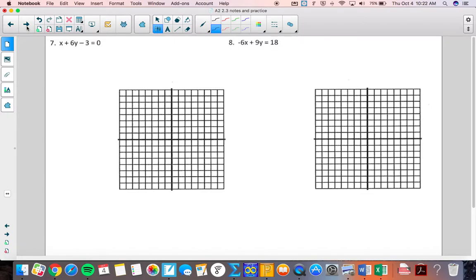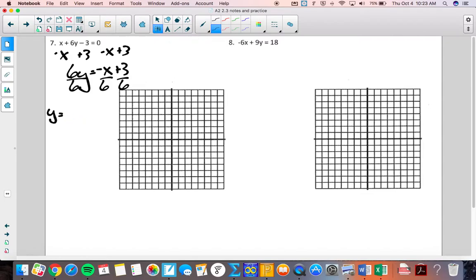Still graphing these lines. So I'm going to solve for y now. So I'm going to subtract x. And I guess if you want to do 2 steps at once, you'd add 3. So that undoes both of the things over here on the right side. But if I subtract x and add 3 on the left, I've got to do it on the right. So now I have 6y on the left side equals negative x plus 3. So now I'm dividing by 6.